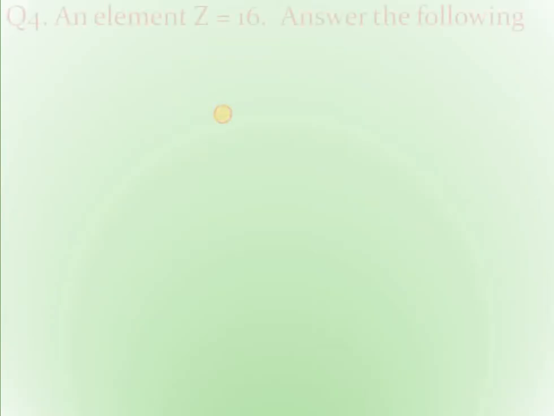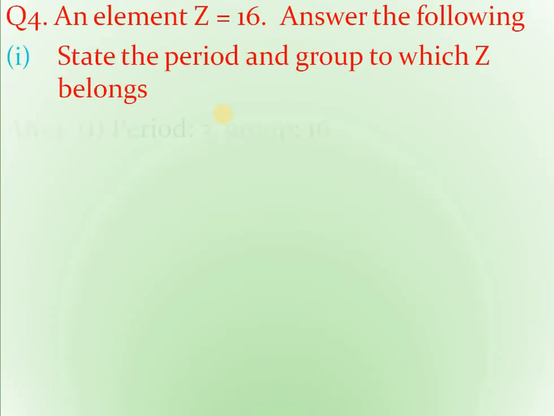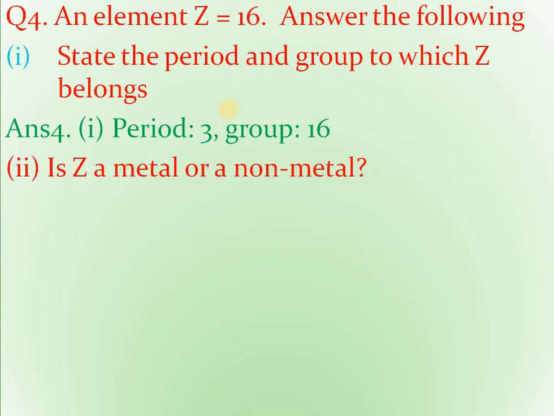Next question: an element of atomic number 16, we have to find the period. We can find the period by writing the electronic configuration 2, 8, 6. Period number 3, and group 16, because of 6 valence electrons, 10 plus 6, 16. Metal or non-metal? You know that it is on the right-hand side, so it will be a non-metal.